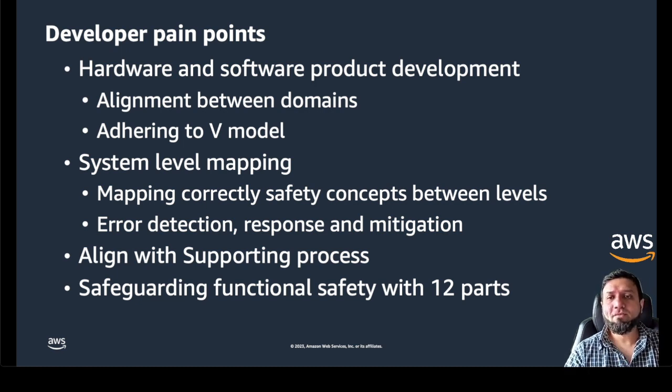Now, safeguarding functional safety with 12 parts, it is pivotal that when you're adhering to ISO 26262 you follow it with extreme rigidity. You need to make sure that you're not deviating from it, and that's why there are 12 parts.